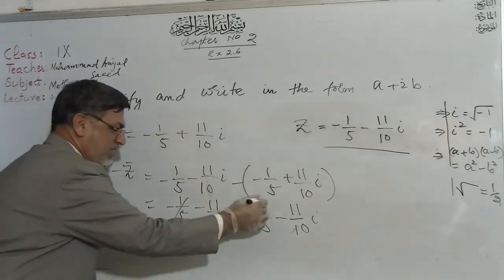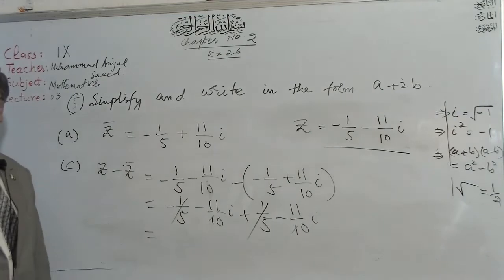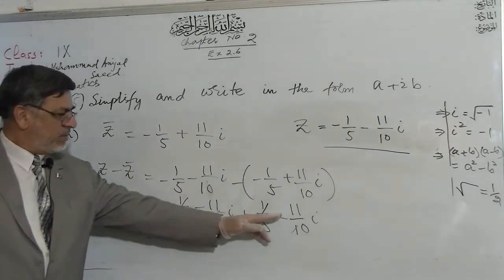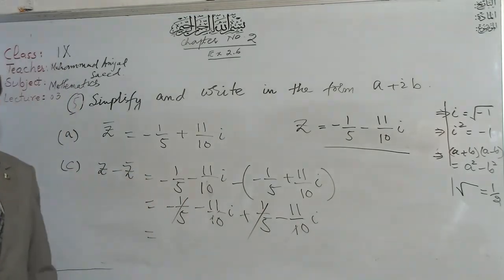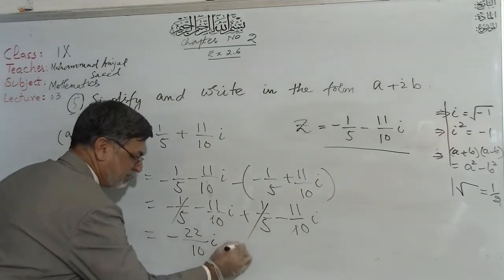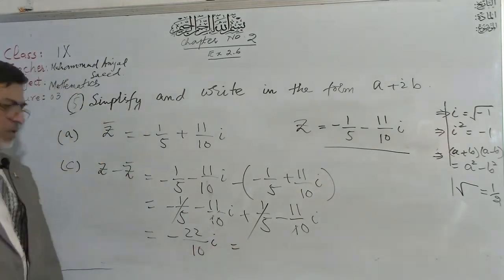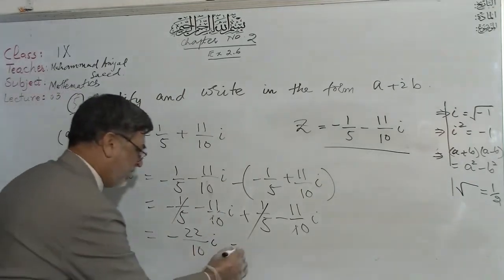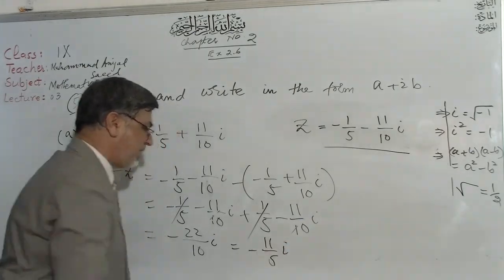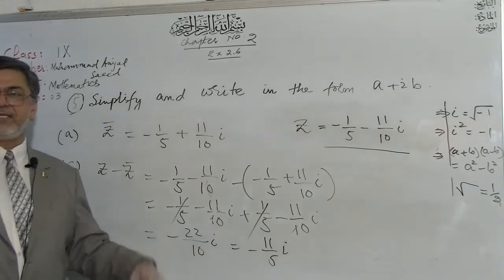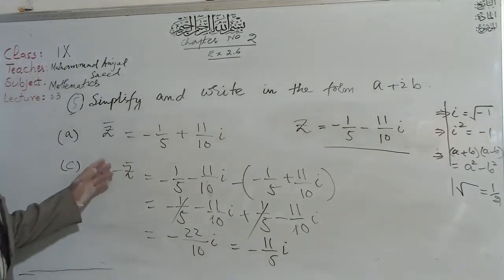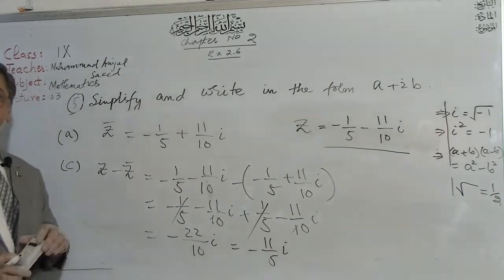Minus 1 over 5 plus 1 over 5 cancelled out. And here is minus 11 over 10 minus 11 over 10. This will be minus 22 over 10 iota. You can divide by 2. It will be minus 11 over 5 iota. That is your Z minus Z bar. So in this way, we have solved part number C.